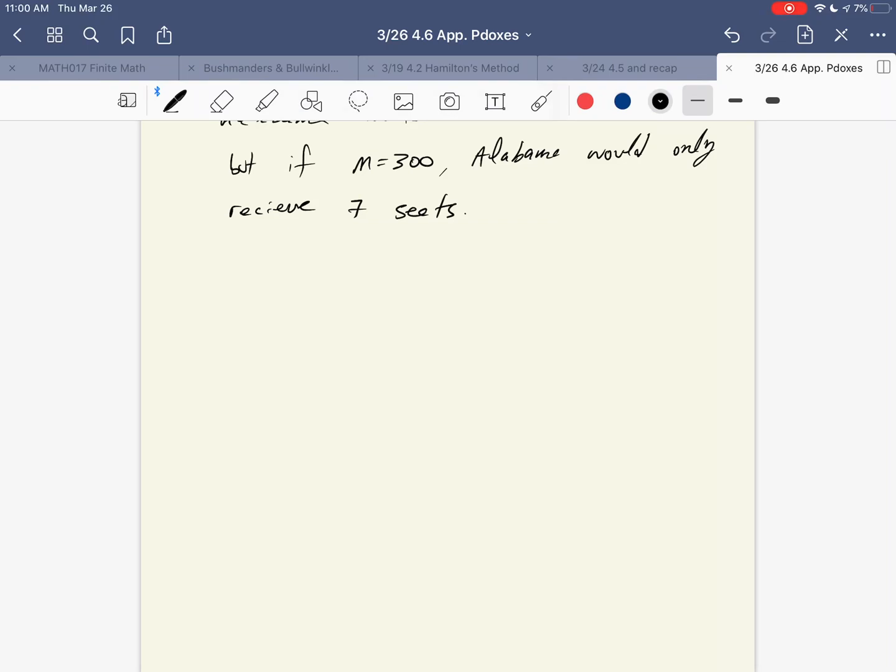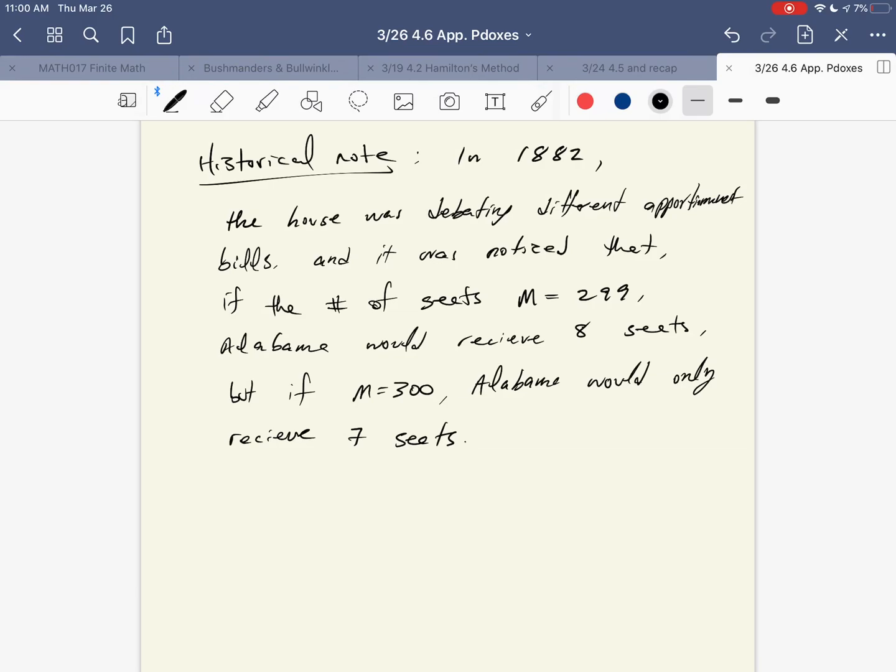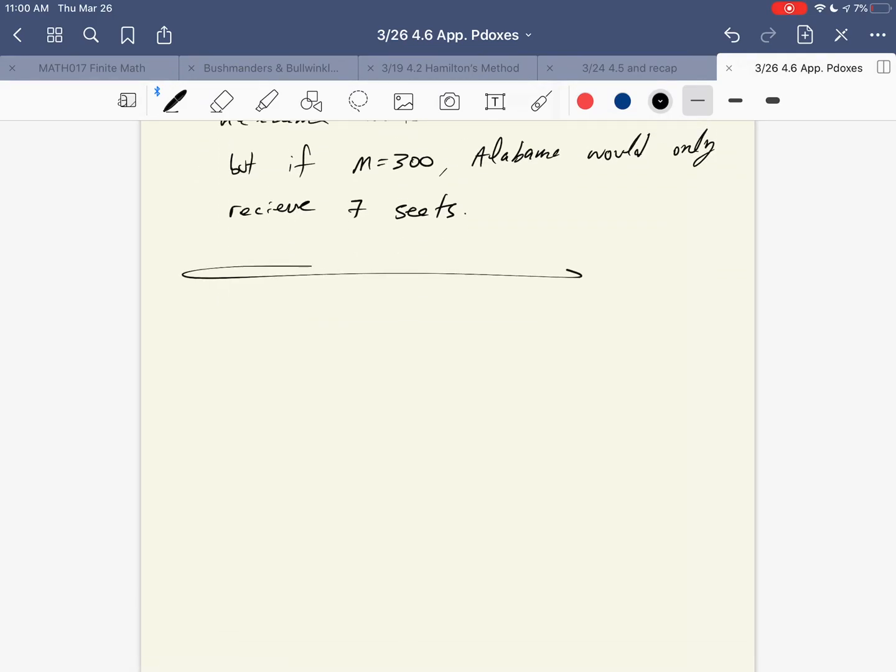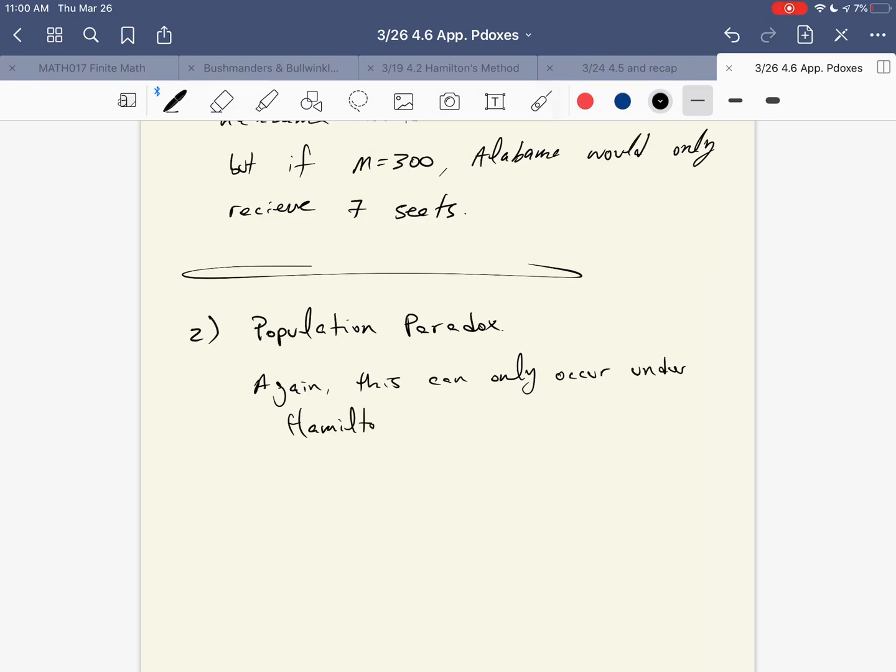I have a couple more paradoxes to talk about. I won't talk about them in as much depth as the Alabama paradox, because they haven't actually occurred in real life to as much of an extent. Okay, so the second paradox is called the population paradox. Again, this can only occur under Hamilton's method.